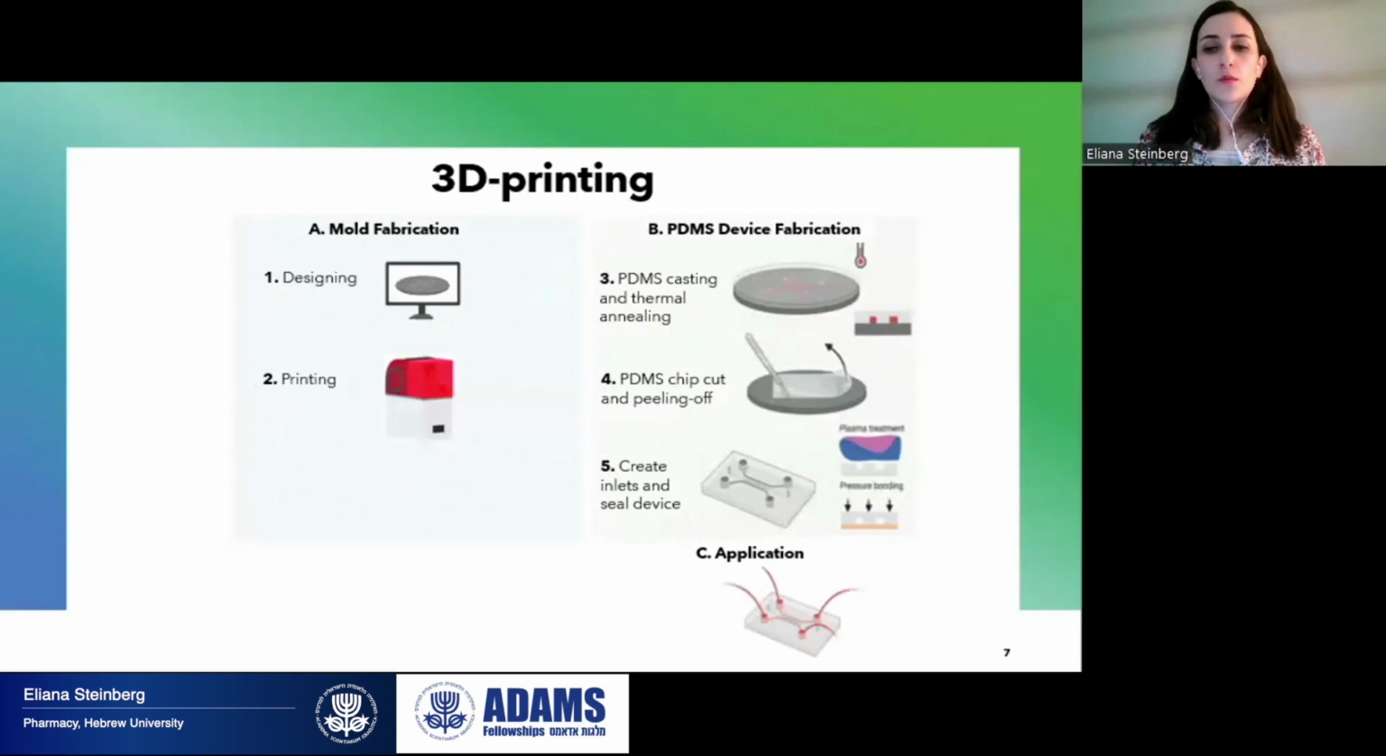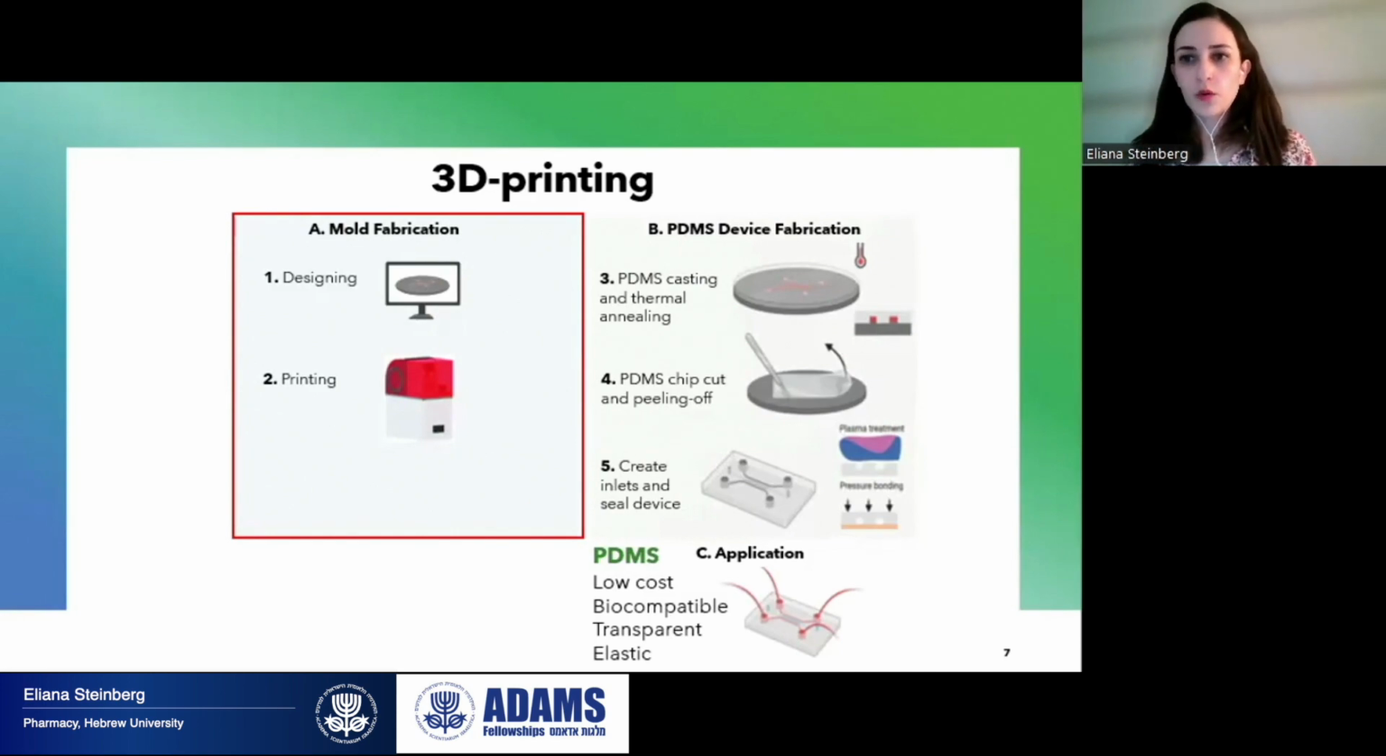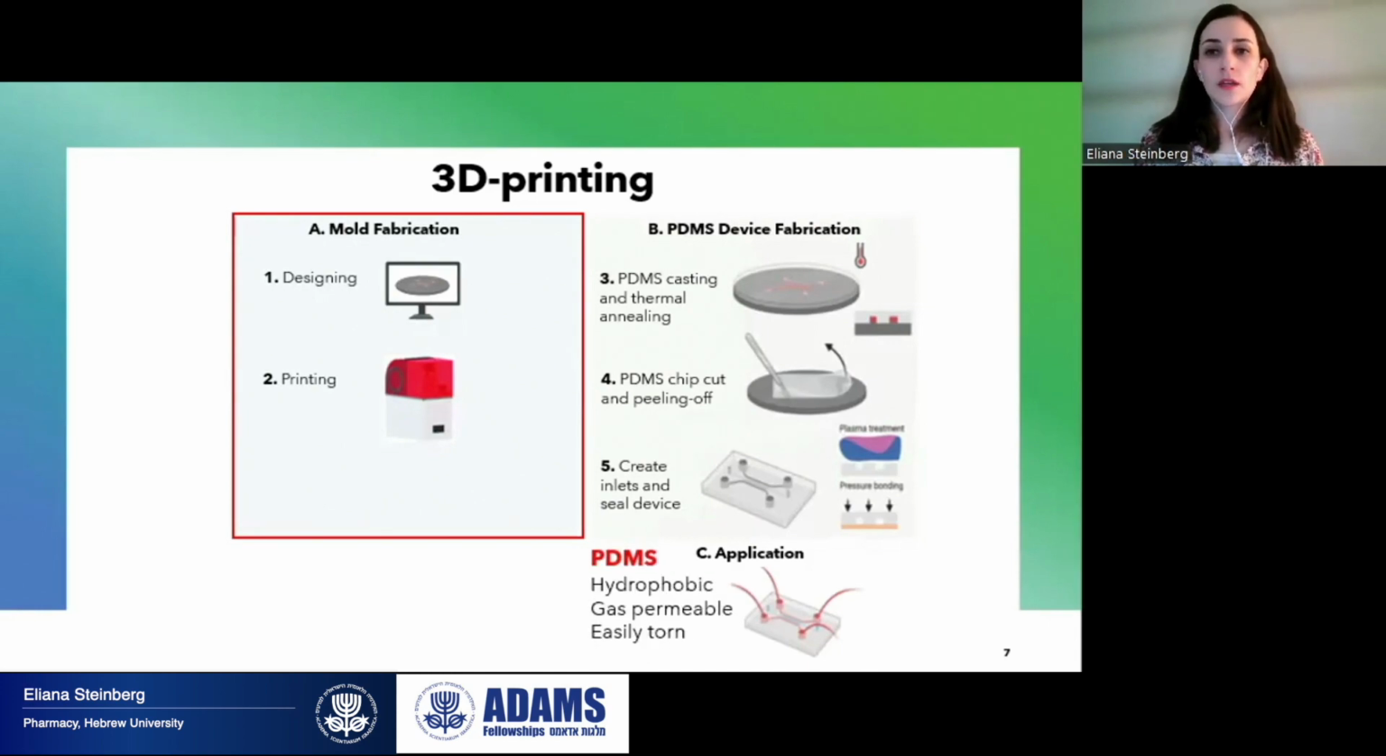An alternative method for fabrication is 3D printing. Using 3D printing for the mold fabrication step enables us to create PDMS microfluidic chips within a max of 2 days in a simple and cost-effective way. The main reason people in research like to use PDMS chips, which is polydimethylsiloxane, is because the polymer is cheap, biocompatible, and transparent. However, PDMS has many drawbacks.